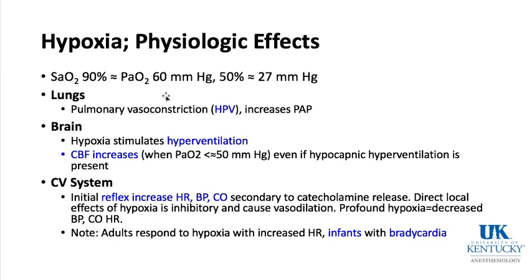So in the example of a difficult airway where you're having problems oxygenating a patient, initially they can often be tachycardic and hypertensive, and then as they get very hypoxic, they will become bradycardic and hypotensive. Note that adults respond to hypoxia in this characteristic manner of increased heart rate, but infants respond to hypoxia initially with bradycardia. So if you're taking care of a kid and they become bradycardic, make the assumption that the cause is hypoxia until proven otherwise.